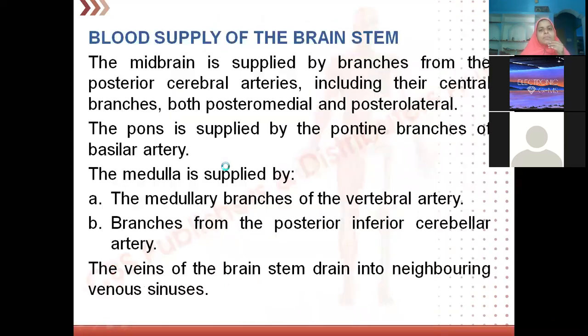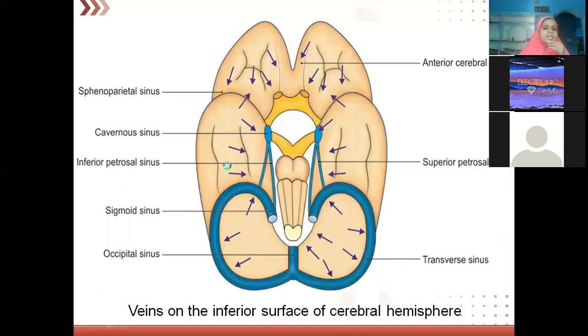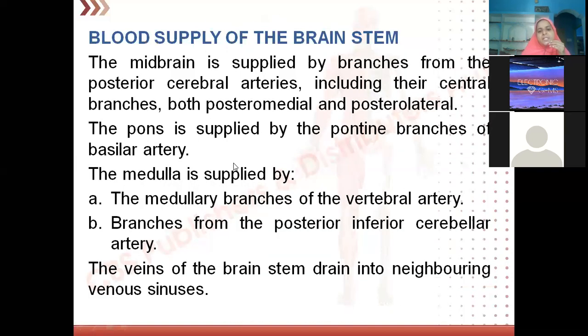The blood supply of the brainstem I have also shown you when I was discussing the right and left vertebral arteries. From the vertebral arteries we saw medullary branches. From the basilar artery we have seen pontine branches. So that's it for the blood supply.